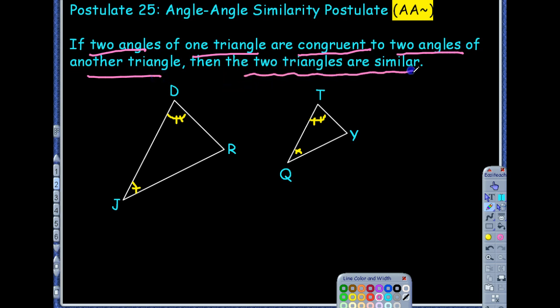two triangles are similar. I want you to notice, what do I not have listed here? I don't have to know anything about the sides. You know nothing about the sides. So all you need to prove two triangles similar is two sets of corresponding angles congruent. And that's what you explored today. That's what's nice about this postulate. This really is a shortcut. A huge shortcut.